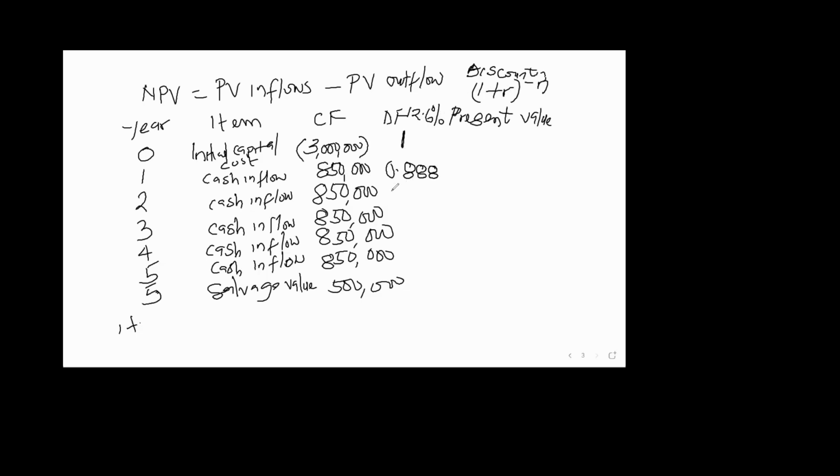0.881. Year 2, how much? Somebody can do year 5 now. We can make it faster. 0.789. Year 3, what do you have? 0.700. Please, I'm assuming that we all know how to compute this.